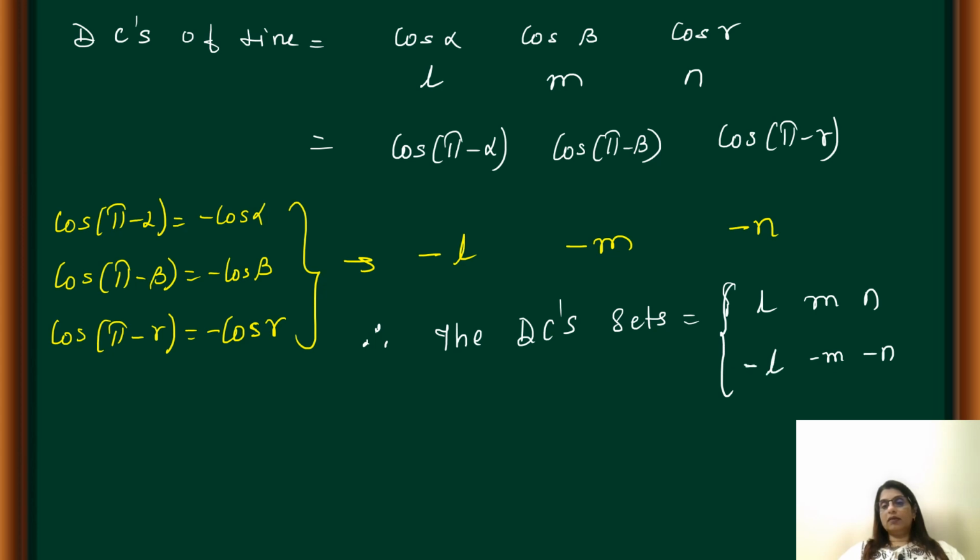Minus L. Are we clear about this? Correct? These are the two direction cosines. So, two sets, yes, but one set is same as the vector.